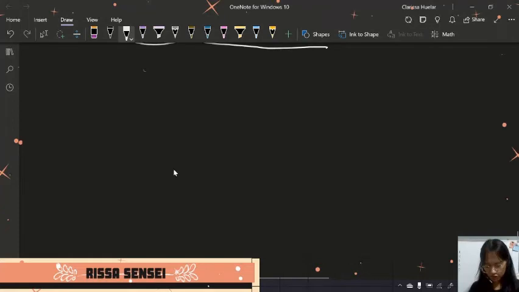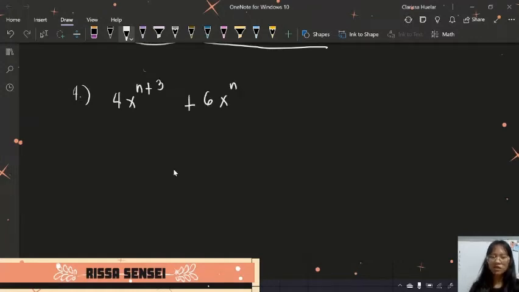Number 4. Ayan. So, ito kakaiba rin. 4x raised to n plus 3 plus 6x raised to n. So, titingnan na lang natin yung common sa kanila. Para silang divisible by 2, so I can factor out 2. Para silang may x raised to n. Because I can actually rewrite it as 4x raised to n times x cubed plus 6x raised to n.